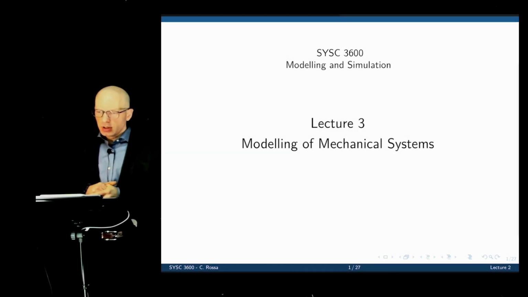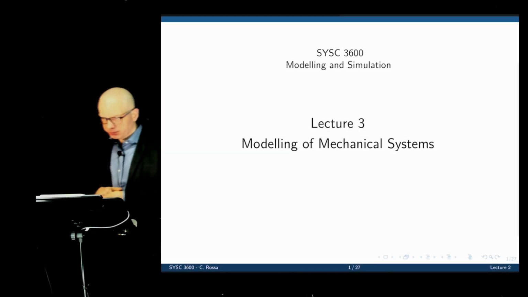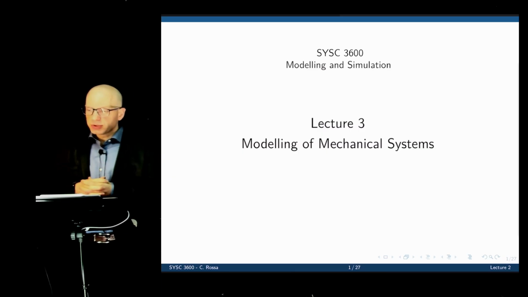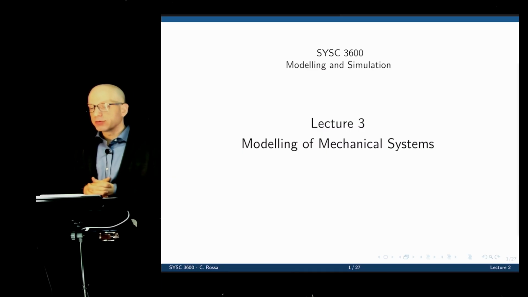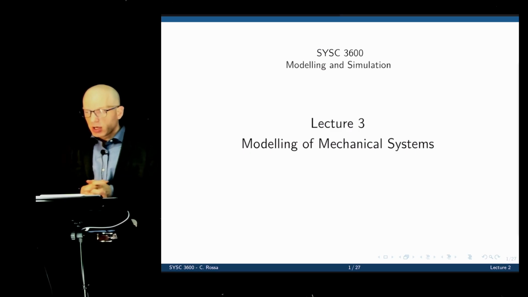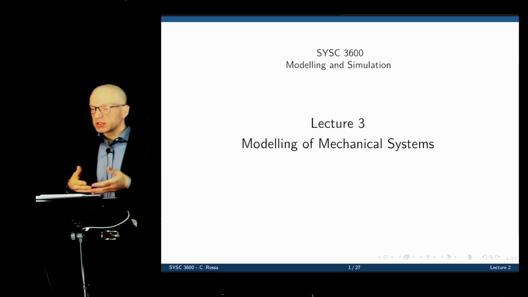Good morning, everybody. In this lecture, we're going to study modeling of mechanical systems. The objective of this class is to simulate physical systems. Simulation first requires a model. We're going to study mechanical systems in this lecture and then electrical systems in the next one. These two lectures are relatively simple.